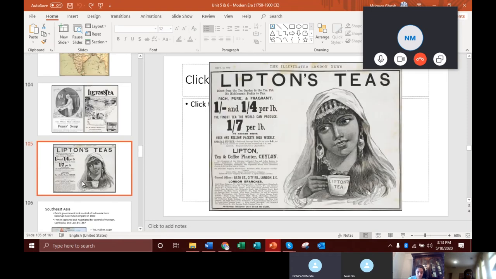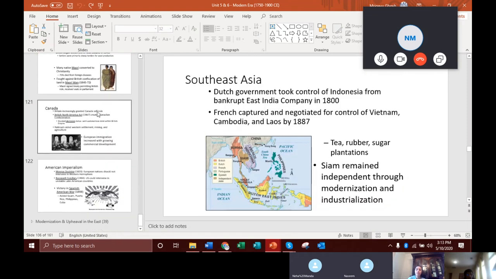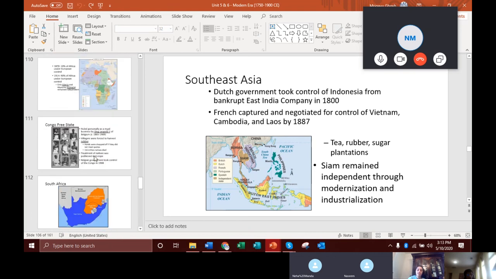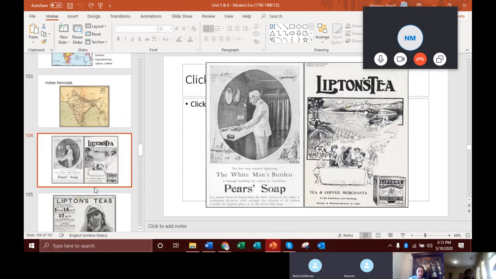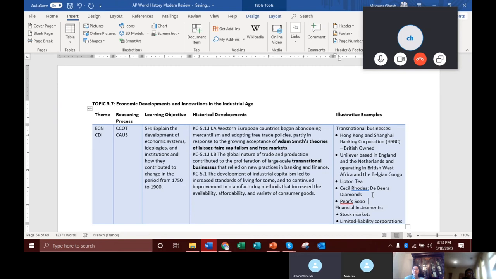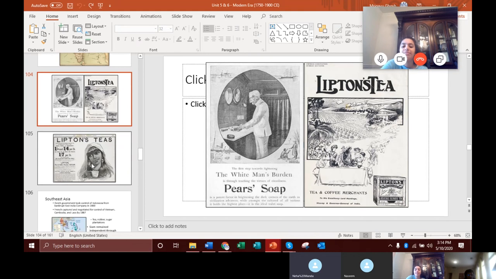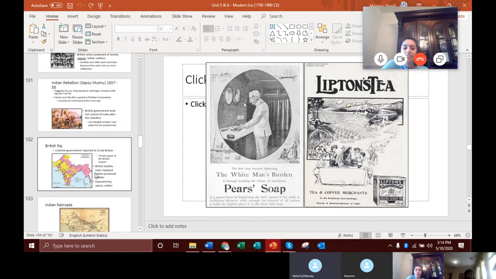Yeah, we saw Lipton tea. The soap. It was Pears? Like the soap. Oh, Pears, yeah. Pears soap. I say Pears, honestly. I think it is Pears. I have no idea which one it is. It's funny how they literally straight up use the term the white man's burden in that advertisement. I know. That's so much. All right.